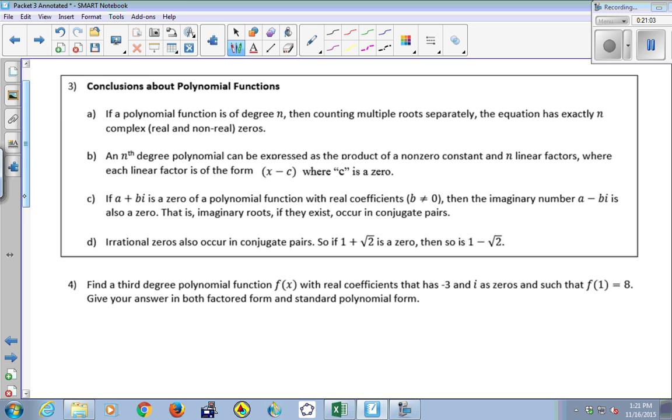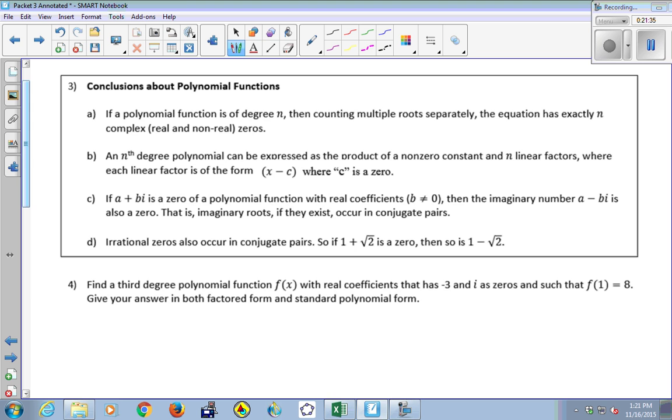Okay, so a couple of conclusions. If a polynomial has degree n, then if we count multiple roots separately, the equation has n zeros, real and non-real together. It's exactly n zeros. An nth degree polynomial can always be written as the product of some non-zero constant times n linear factors. And each factor looks like x minus c, where c is one of your zeros.